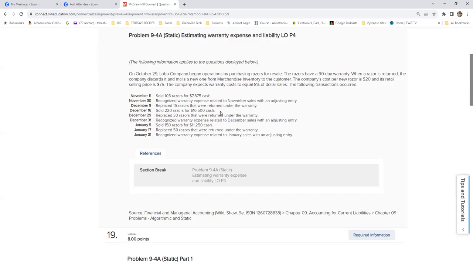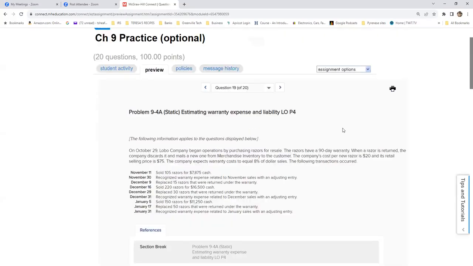The key here is to keep it all straight, okay? By now, you should know what to do in each transaction. It's just a matter of keeping the number of units and the amounts in their proper order.